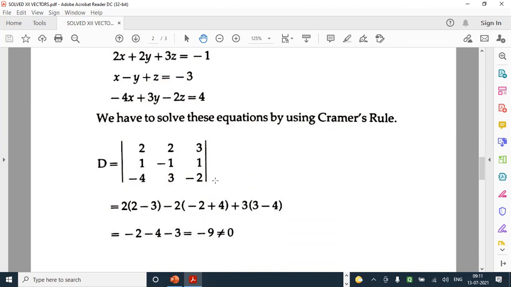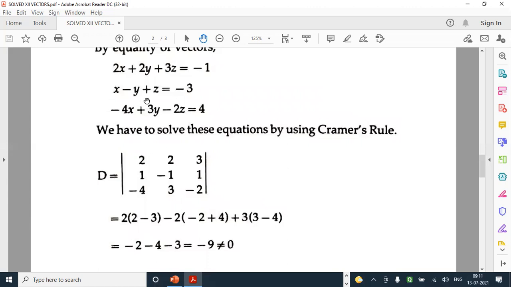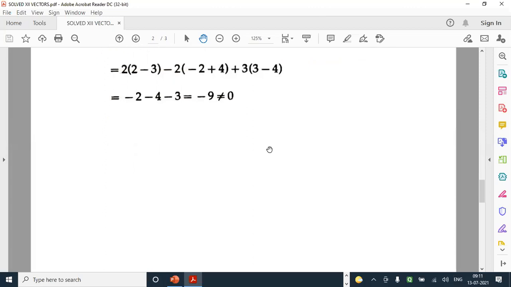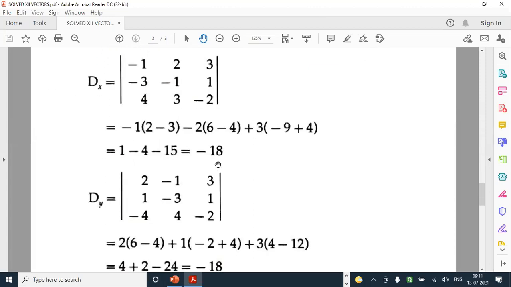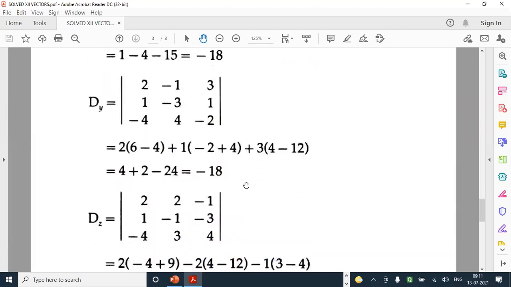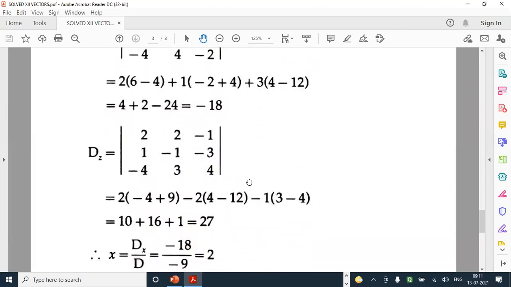What is Dx? Determinant obtained from D. How? By replacing coefficients of x, 2, 1, minus 1, which are in the first column, by constant terms, minus 1, minus 3, 4. You should know how to use Cramer's rule. So Dx is minus 18. Similarly, Dy is minus 18 and Dz is 27.